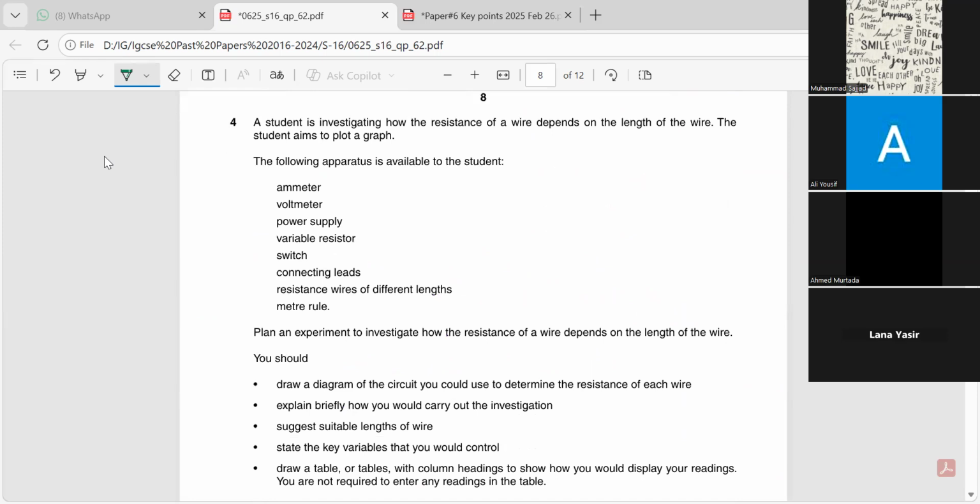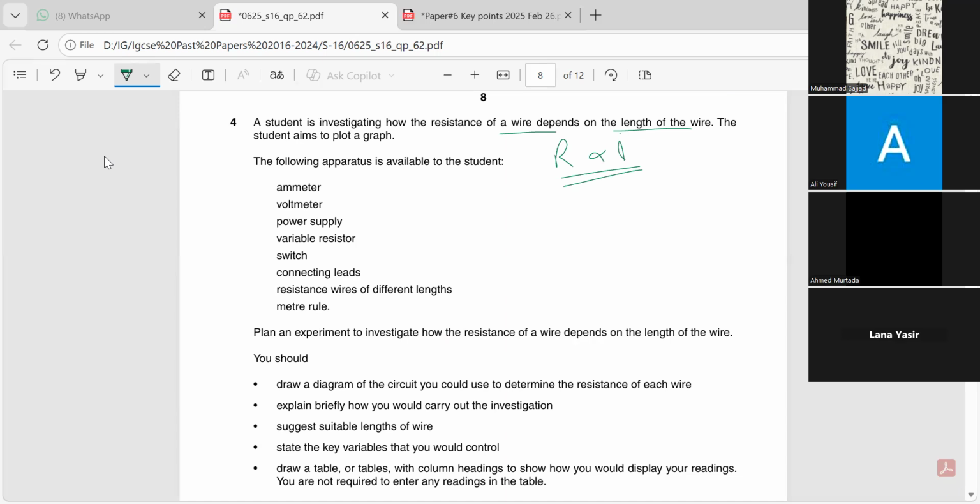Okay, so now let's move forward, and that is the planning question. From this year this planning question was introduced. Okay, let's see it now. Dear friends, a student is investigating how the resistance of a wire depends on the length of the wire. We have discussed it already in many MCQs and many paper 4 questions. Resistance is directly proportional to length, but now we just have to investigate it.